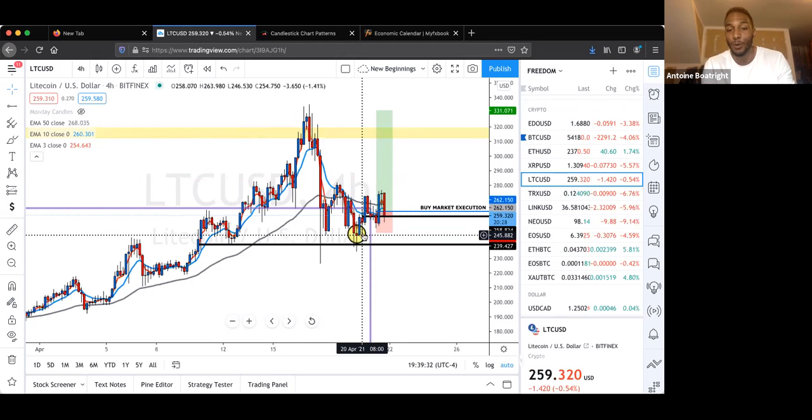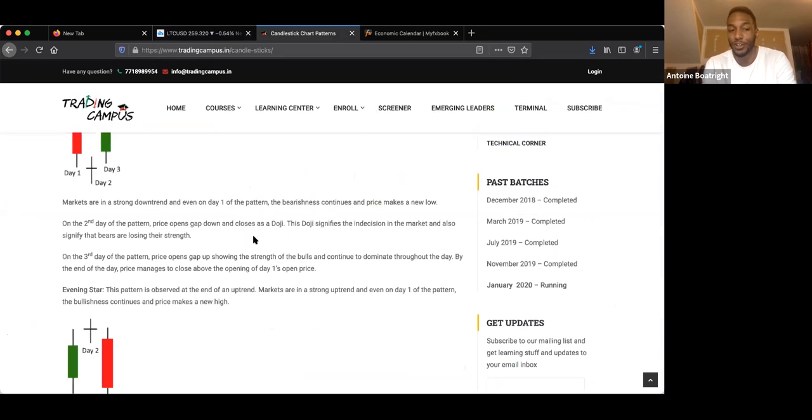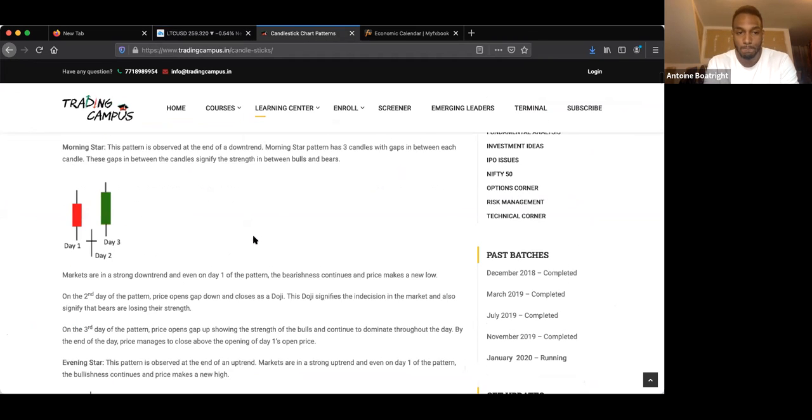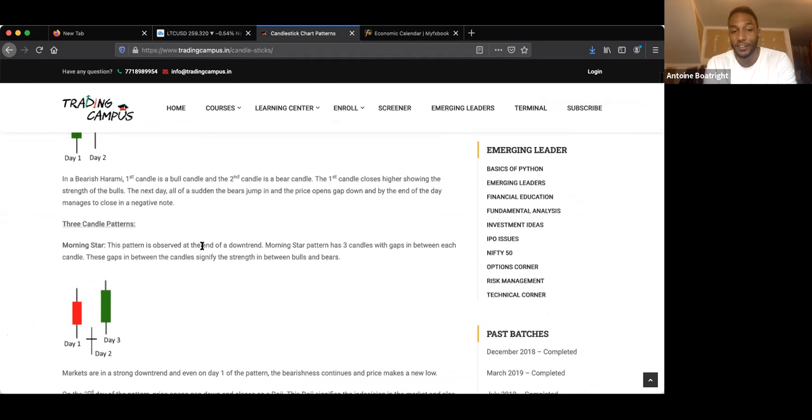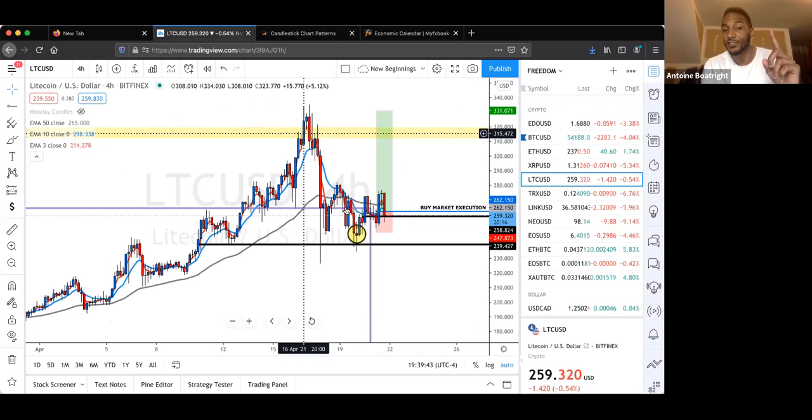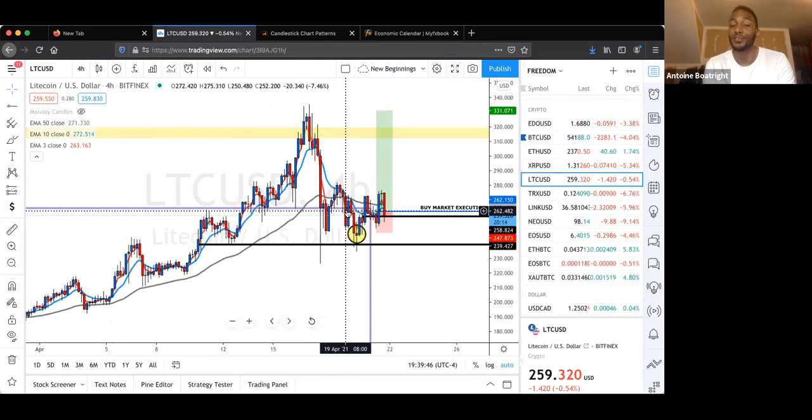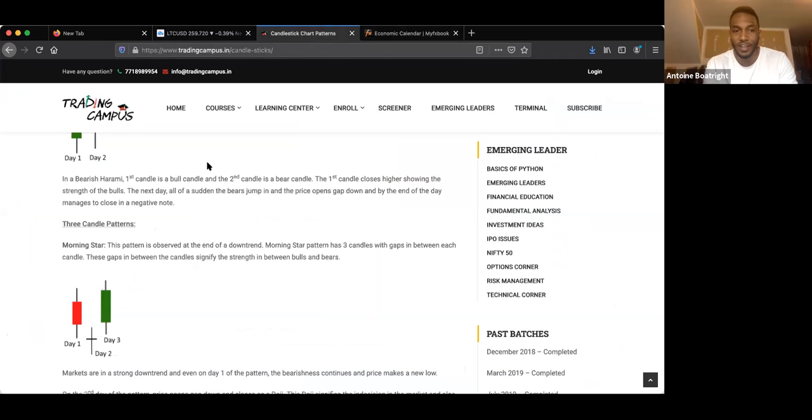So, morning star right here. Let's see what a morning star says. Morning star pattern is observed at the end of a downtrend. Confirmation number one: what trend is this? This is a downtrend, correct? Up until this point. So we got one confirmation, right? It's observed at the end of a downtrend.